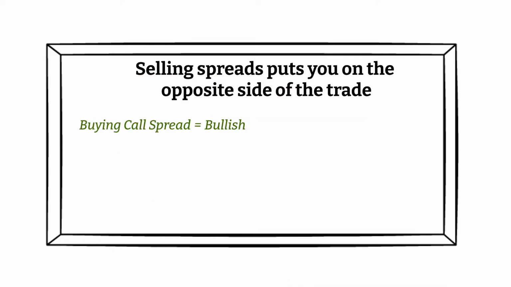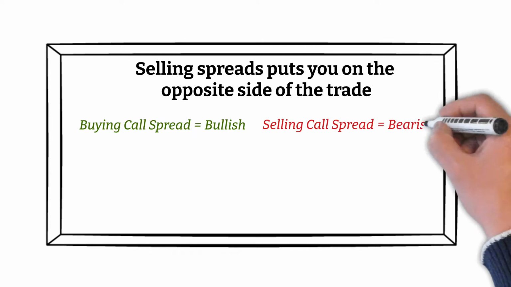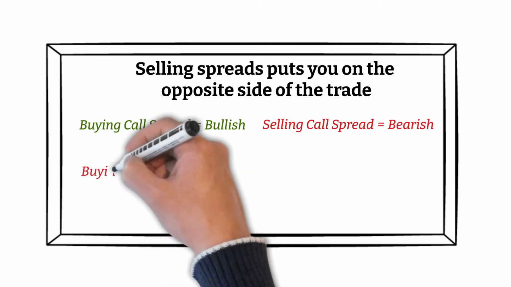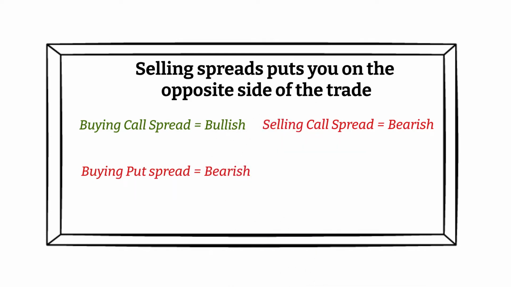A person who buys a call spread is bullish on the stock, so that means the person who sold a call spread is bearish on the stock. And for puts, a person who buys a put spread is bearish on the stock, so if you sell a put spread, that puts you in a bullish position for the stock.